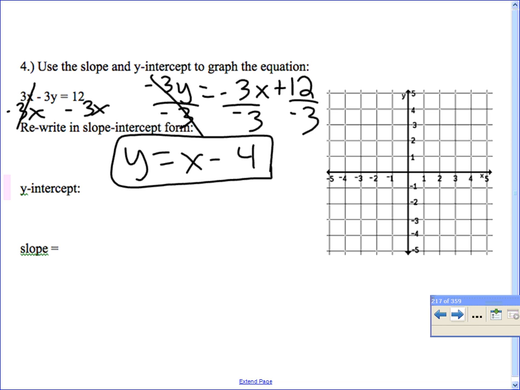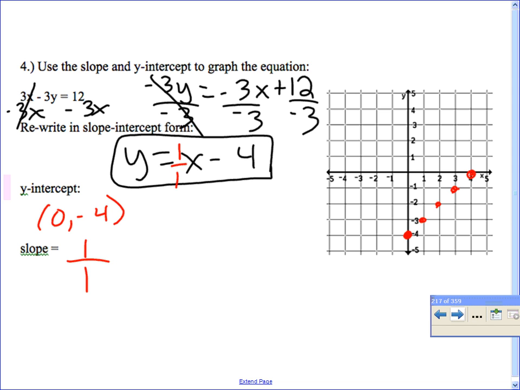You always want the x to be first. So in front of the x, you just can't see it, there's really a 1 over 1. So the y-intercept would be 0, negative 4. The slope would be 1 over 1. So Briar, where do we start with graphing? What do we need to do first? Good. Go to 0, negative 4, go up 1 to the right 1, up 1 to the right 1.